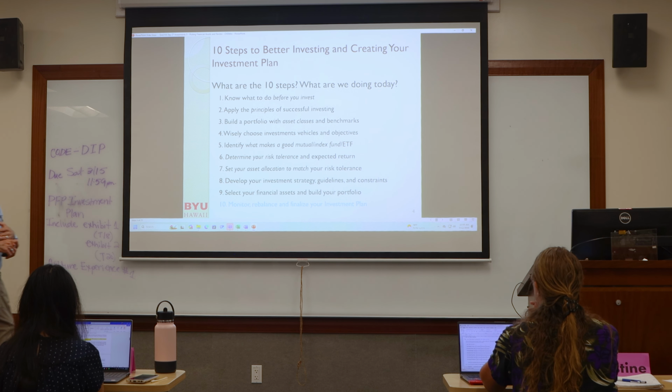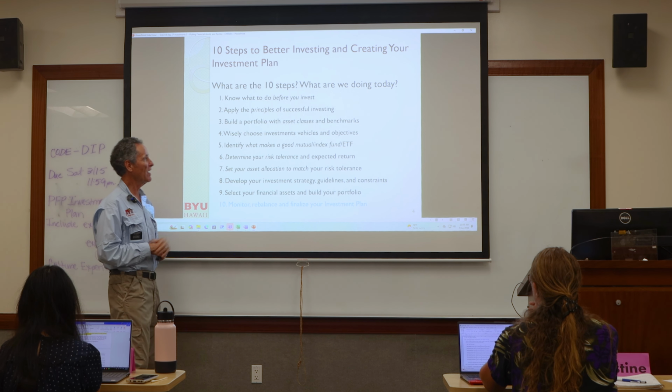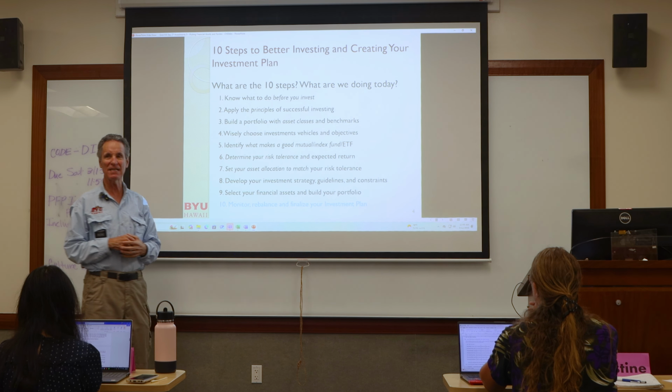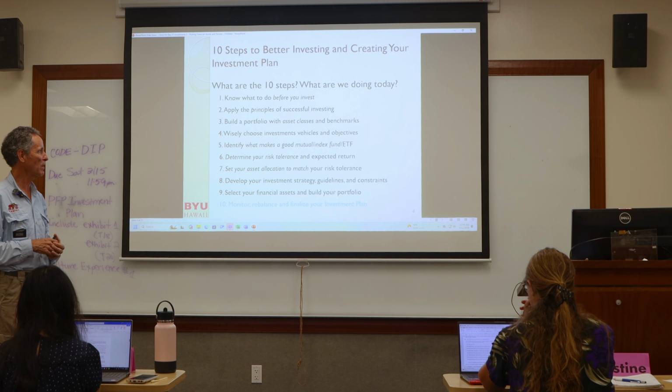We talked about asset classes and benchmarks. Then we talked about how you choose the right investment vehicles. We talked about what makes a good mutual fund. We came up with our risk tolerance and our asset allocation. We set our asset allocation to match our risk tolerance. And then we came up with our expected return for the portfolio.